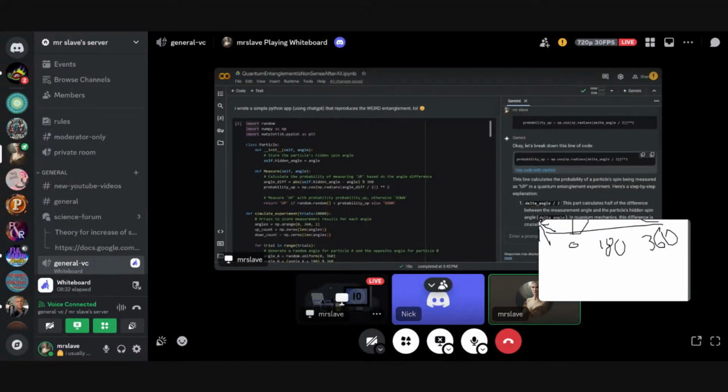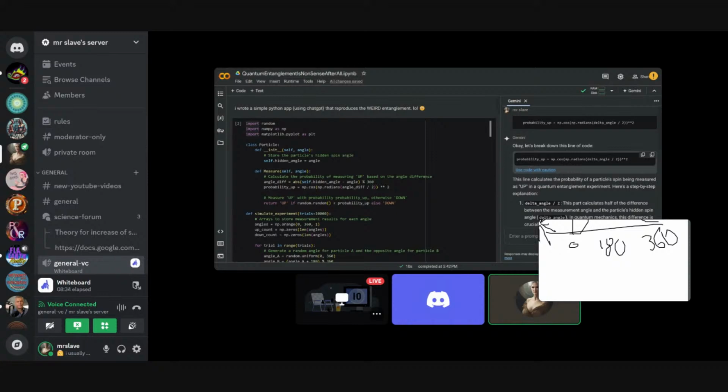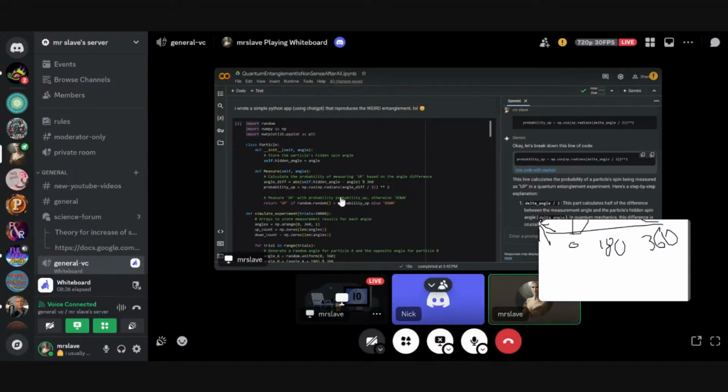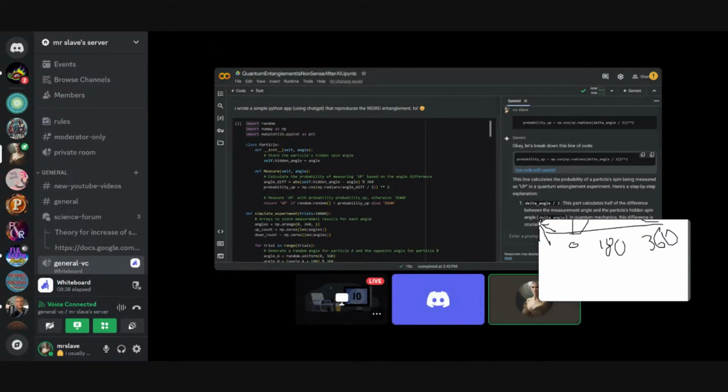There's no faster than light communication. There's no instant communication between the particles. Actually, there is no communication between the particles. There's literally a hidden variable, and the hidden variable gives me the result of the entanglement.